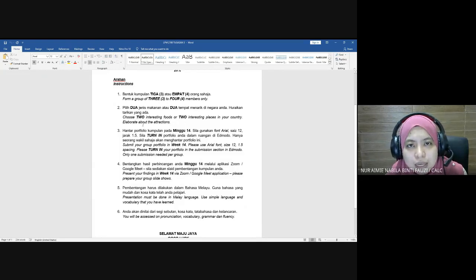Let's say group one chooses food. You have 4 members, which means that this group is going to present 2 foods. The first pair will present food A, and the second pair in the group will present food B. If you want to do places, it will be place A and place B. It cannot be place and food. It must be food and food, or place and place. So that is for number two.